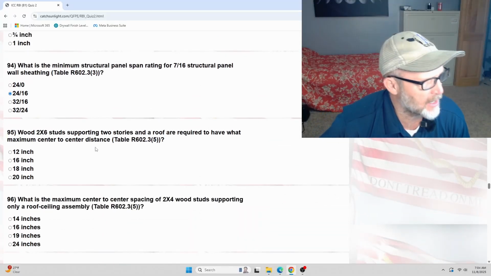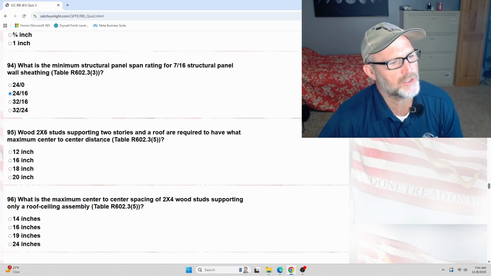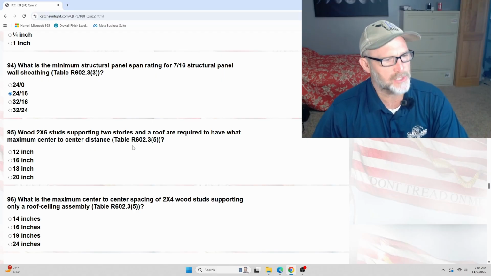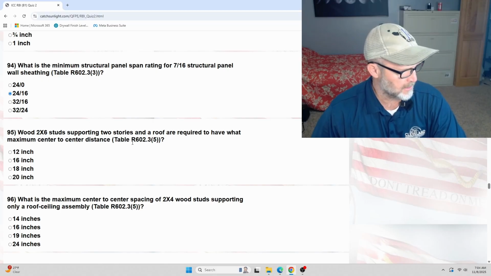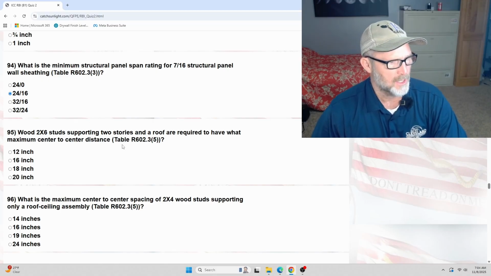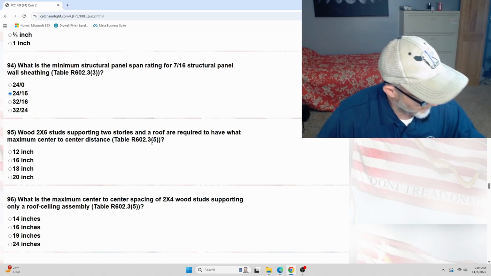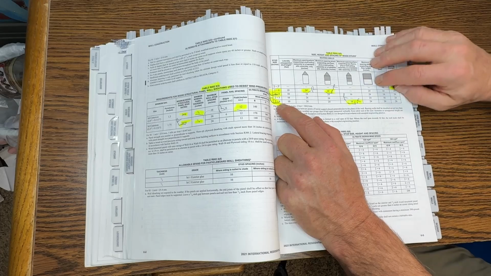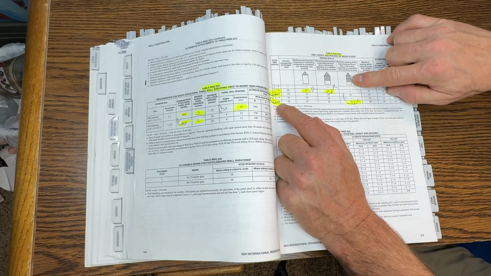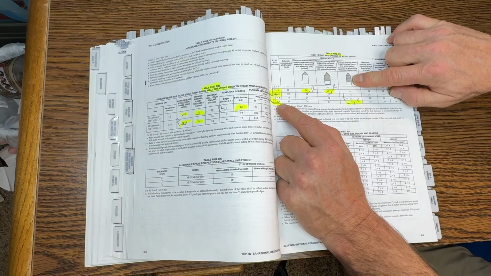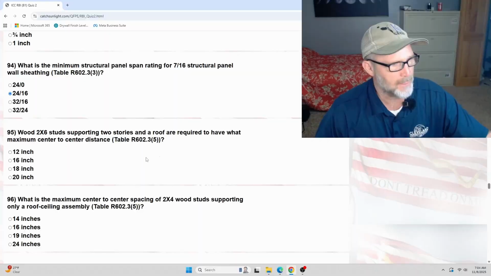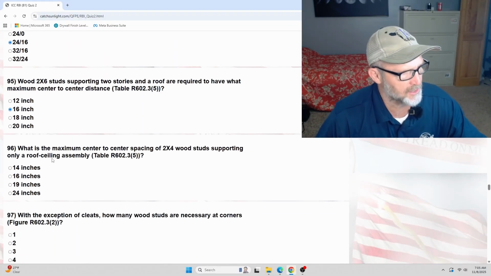All right, 95. Wood 2x6 studs supporting 2 stories and a roof are required to have what maximum center to center distance? You will get a lot of questions potentially from this table. I suggest highlighting it. Look at my highlights and do accordingly. Table R602.3(5). So if we take a look at this, we're looking at 2x6s supporting 2 stories and a roof, and you're allowed to be on 16-inch centers as a maximum. You can't go more than 16-inch centers there. So hit 16-inch.